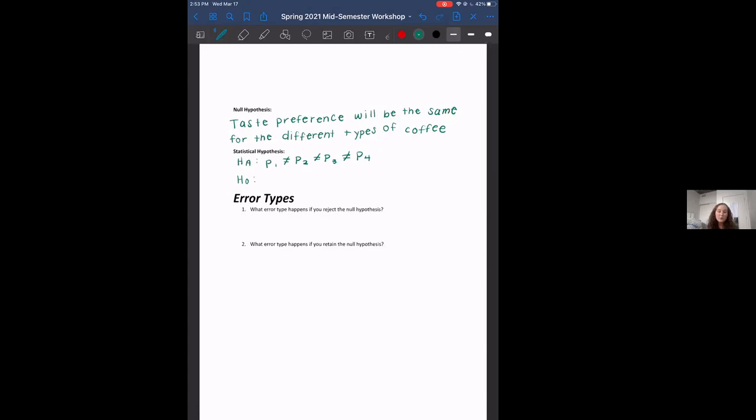So what about the null? What should the null be? It would be P1 is equal to P2 is equal to P3 is equal to P4. Yes, perfect. So P1 is equal to P2, which is equal to P3, which is equal to P4. Good. So does anyone have any questions on that?